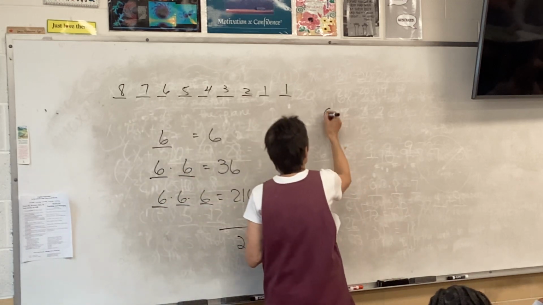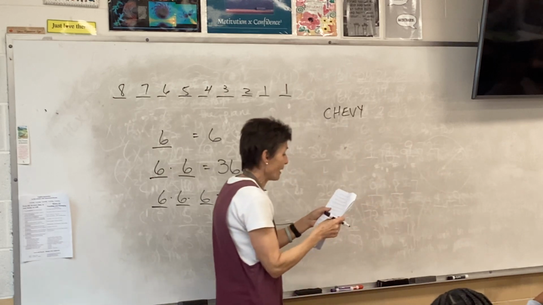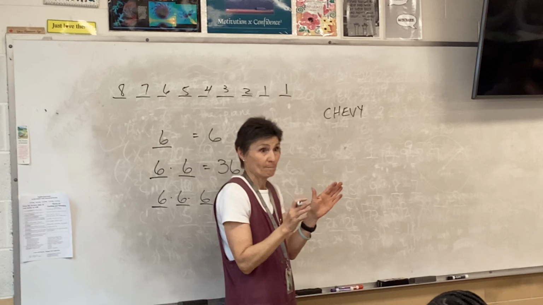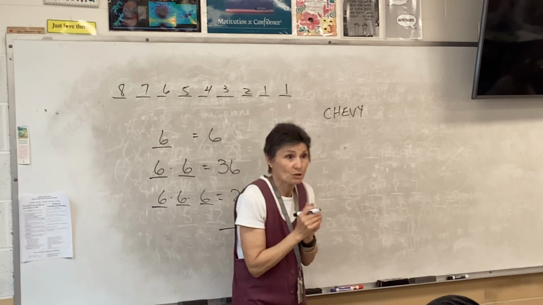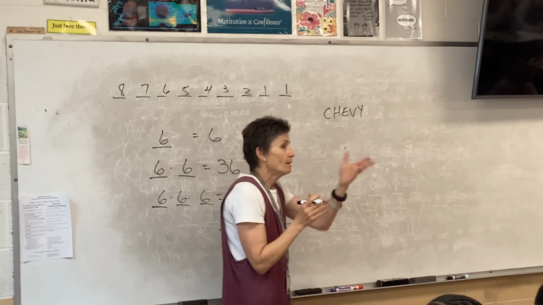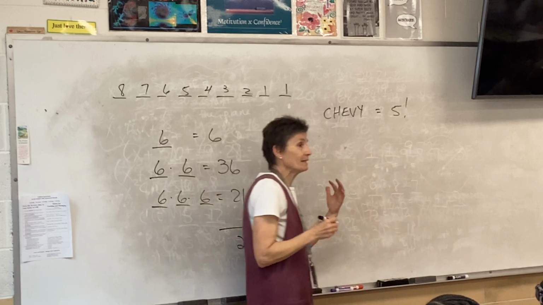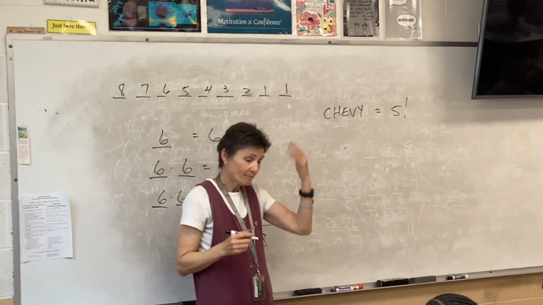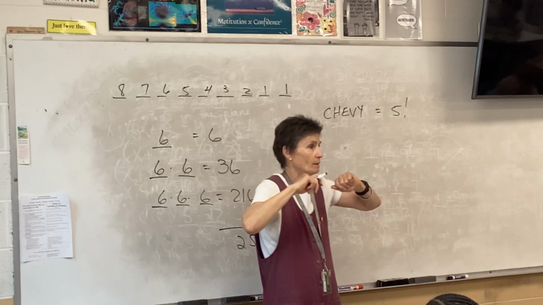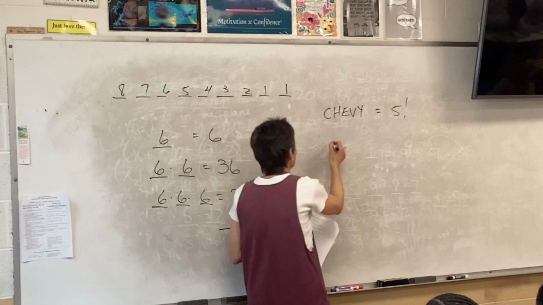Okay, got the word Chevy. How many 5-letter words can be formed from these letters? So in other words, how many ways can you rearrange those letters? They're not going to be real words. 5 factorial. Because how many letters are there? 5. How many ways can you arrange 5 things in a row? 5 factorial. Easy.